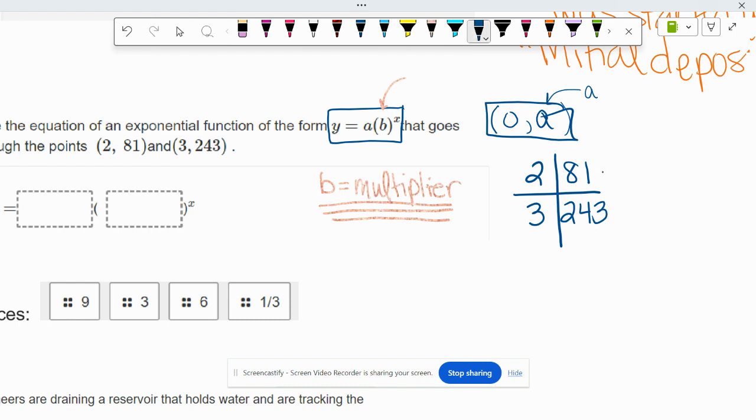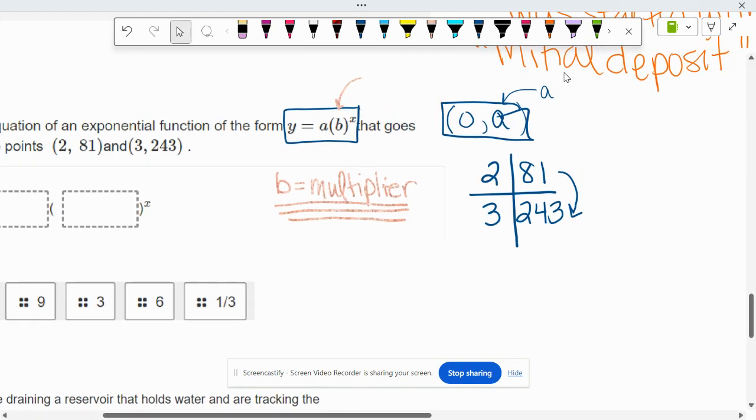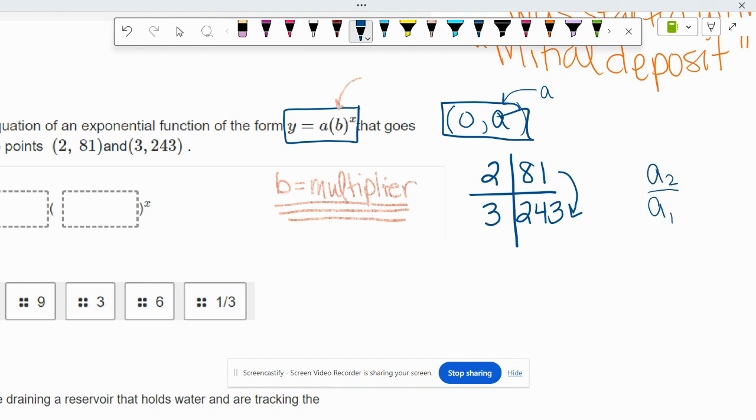So what did I do to 81 to make it equal 243? You guys remember with your geometric sequence, you just take the second term and divide it by the first term, right? What did I multiply by? 3. This is times 3. So that means that B equals 3. Okay, so we know what B is. All right. How are we going to find A?